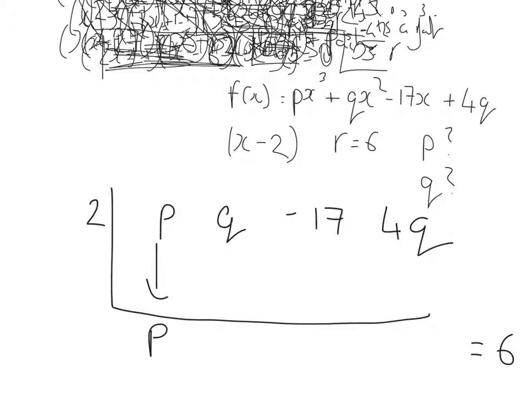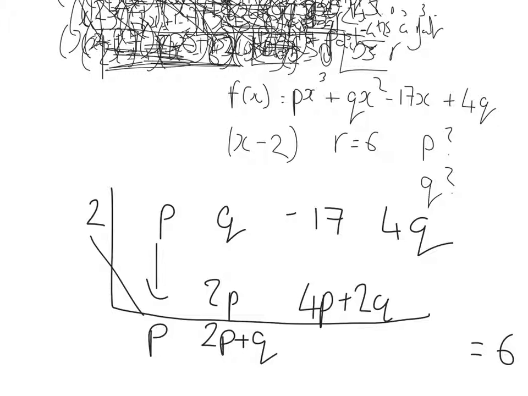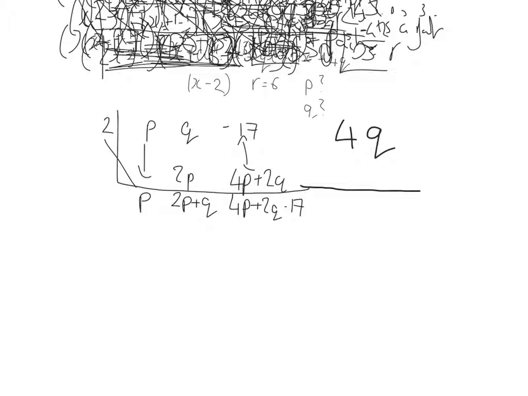So drop the p down, multiply by 2 is 2p. I then get 2p plus q. Multiply that by 2 and that will be 4p plus 2q. And then 4p plus 2q minus 17. And then 4p plus 2q minus 17 times 2. Well, that would give me 8p plus 4q minus 34. And again, I know that the remainder is equal to 6.